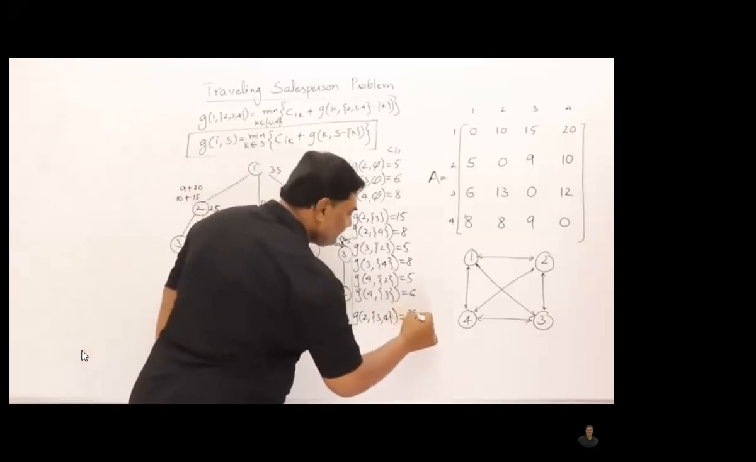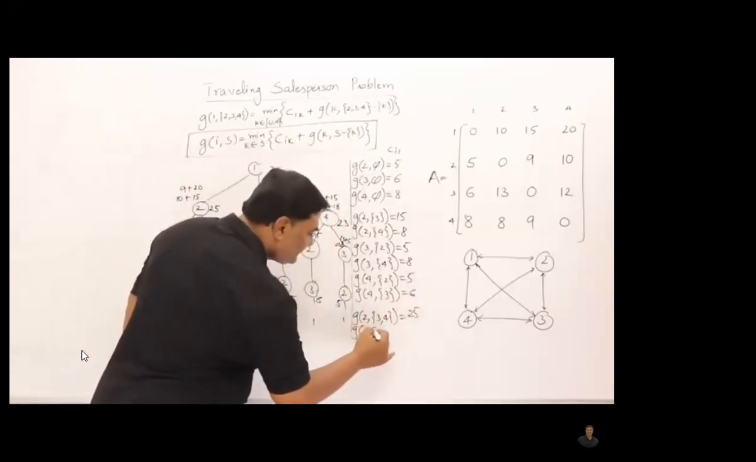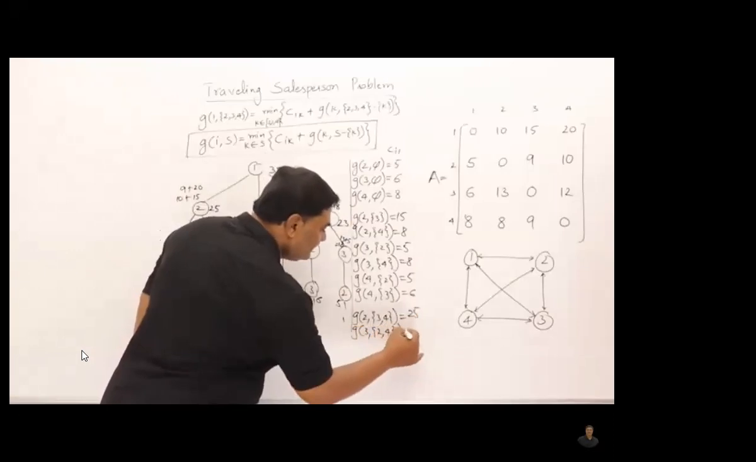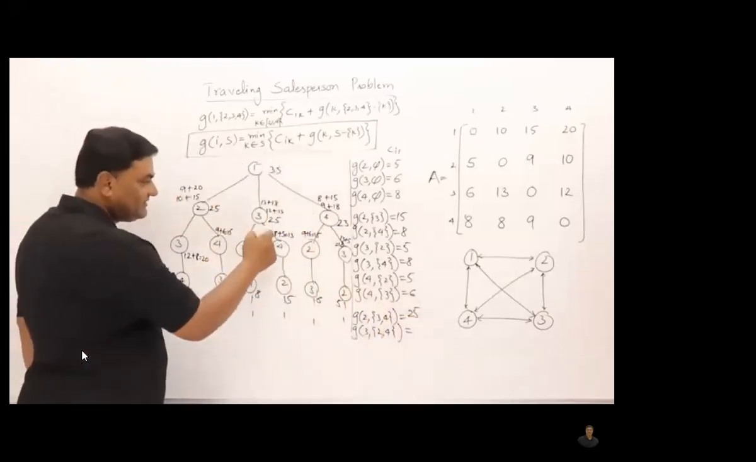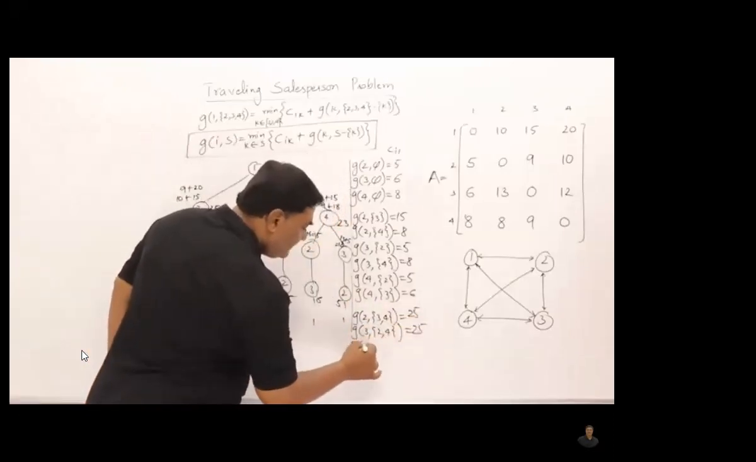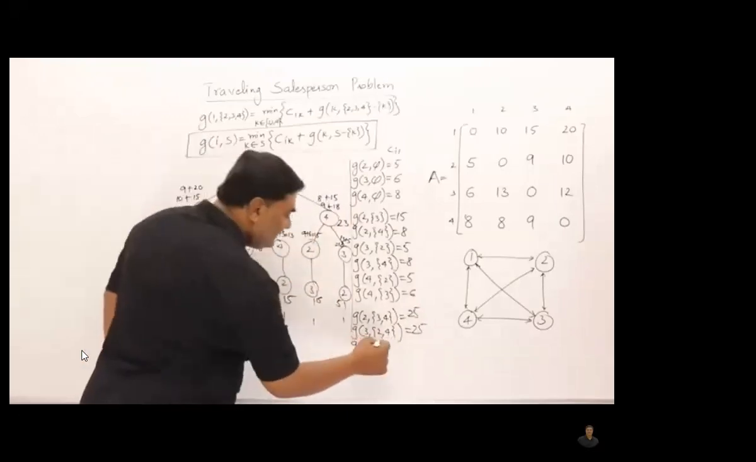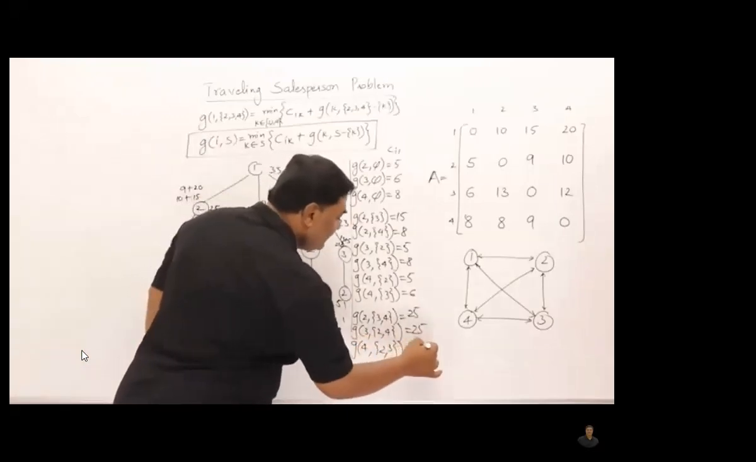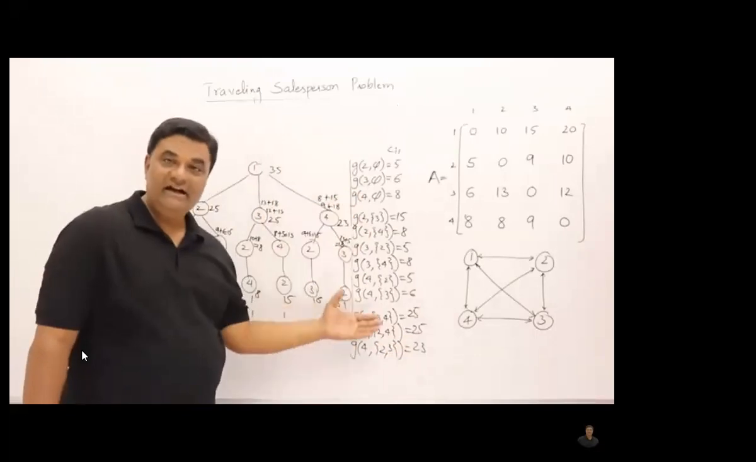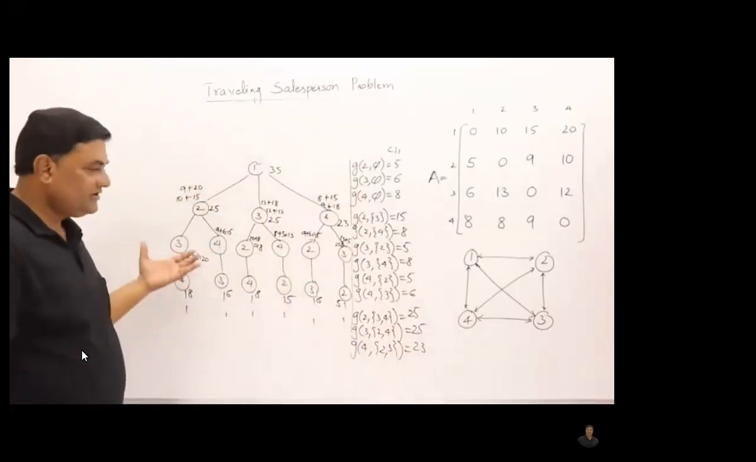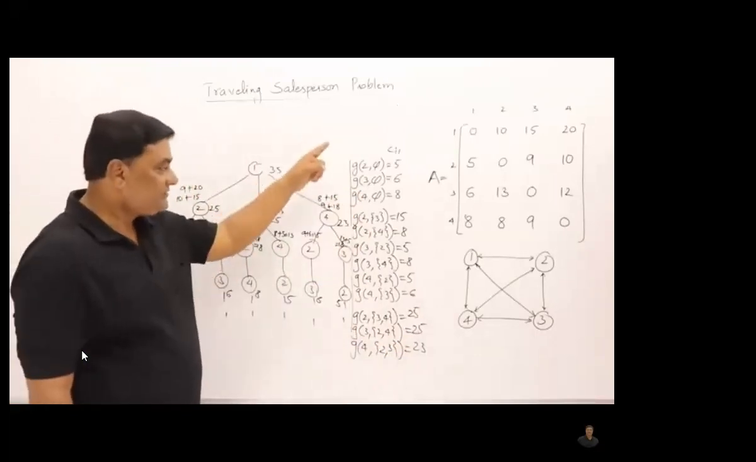is 25. And G of third vertex, remaining vertices are 2 and 4: we are on the third vertex, 2 and 4 remaining we have to visit, and the cost is 25. Now we are on vertex 4, remaining vertices are 2 and 3, and the cost we already found out was 23. So like tabular values, I have all the values. I already showed it using a tree, but it is not solved using a tree, it is solved like this.